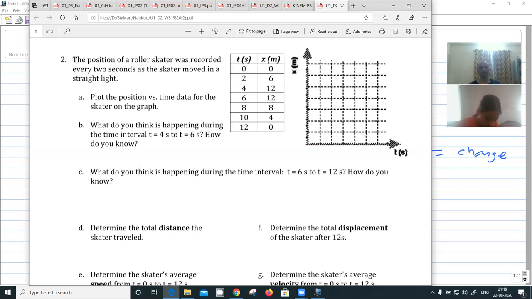Suppose you are attending 5 tests, you can take an average, right? So that is the average score, but the individual scores could be different. Similarly, average velocity means you are taking a finite time interval. Within the time interval, you don't know how it is changing. Okay.